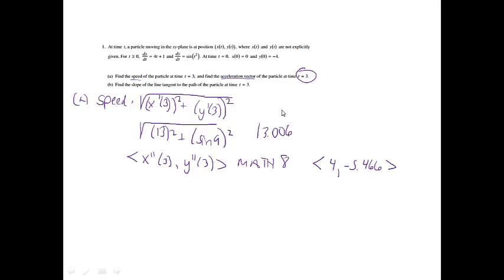This part of the problem was worth 2 points. If you got the speed, that was worth a point. And if you got the acceleration vector, that was worth a point.